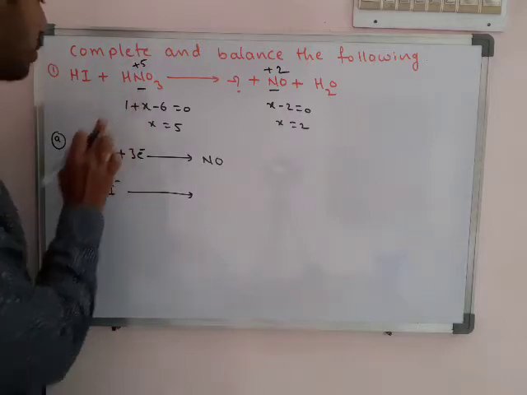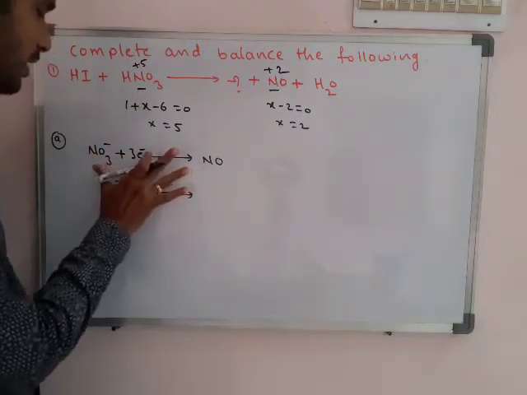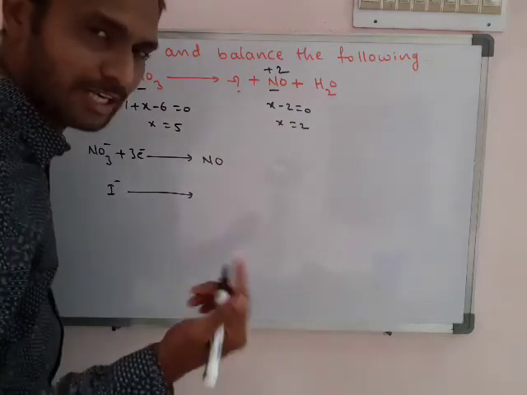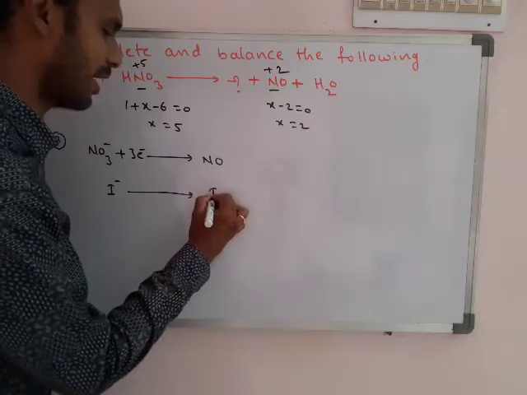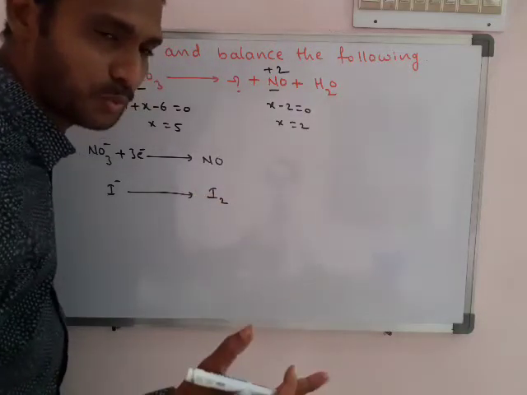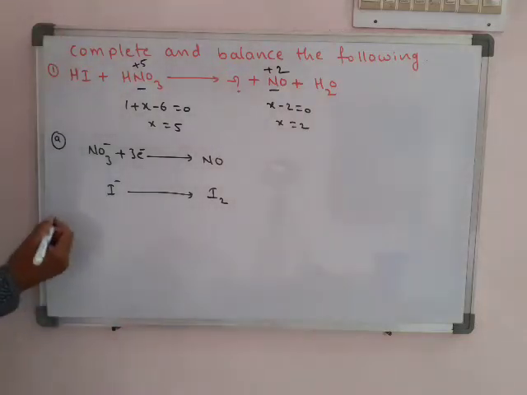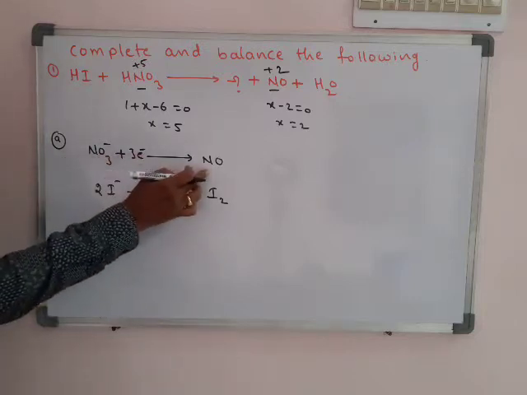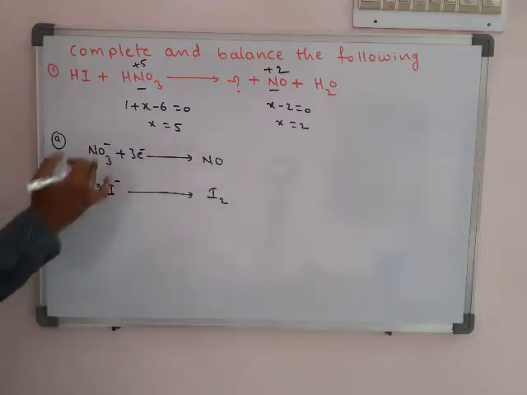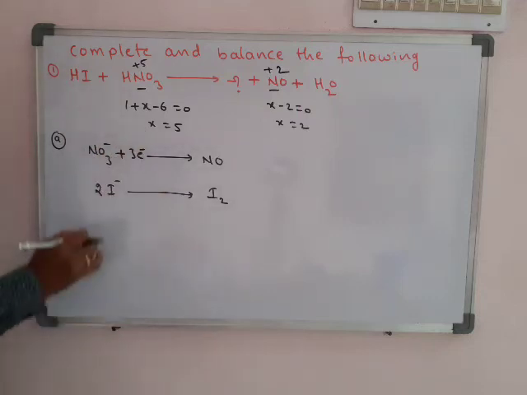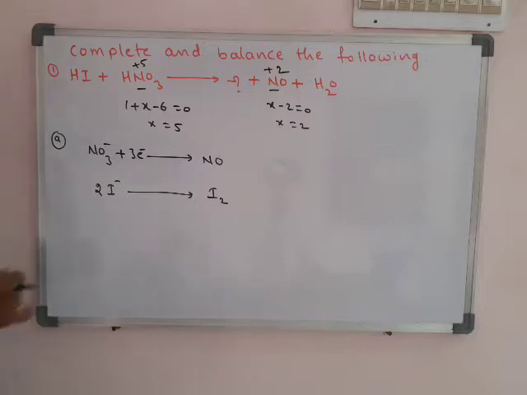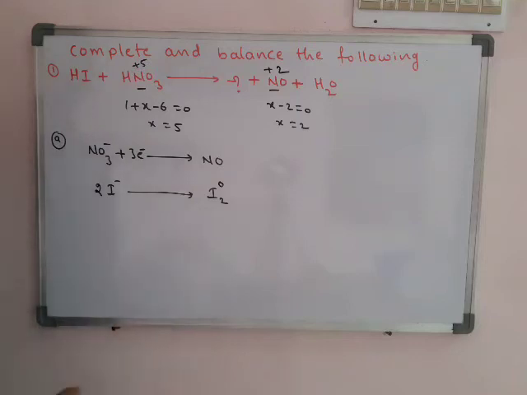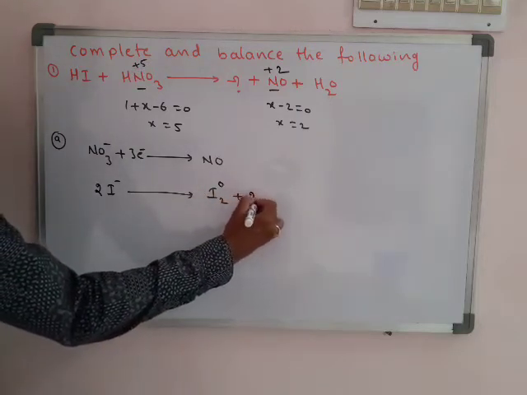Compulsorily, already the nitrogen is reduced, so the other must be oxidized. I minus is oxidized, and there is no other choice: I minus is oxidized into I2 only. Now balance it. You get 2 iodines, and 1 nitrogen already there. So we balance separately and then add electrons. 2I minus becomes I2, iodine oxidation number 0, meaning loss of 2 electrons.